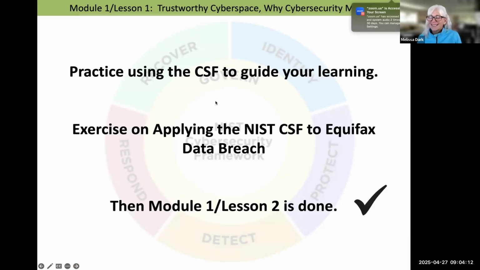So I know I said it before, I'll say it one more time. I want you to be able to practice using CSF to guide your learning as an anchoring, organizing schema. You're going to get to practice it immediately by applying the CSF to the Equifax data breach. Once you've done that exercise, you can take the quiz for Lesson 2 of Module 1, and then you can take the end of module test, and then Module 1 will be done, and you're ready to move on to Module 2. Congratulations.